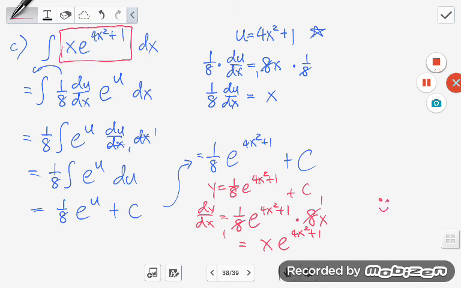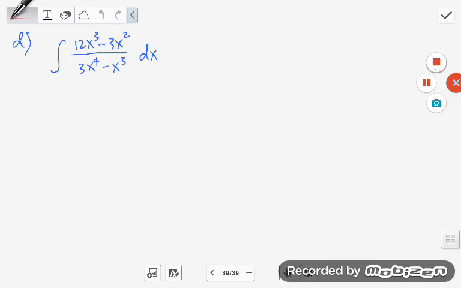My answer is good. All right, last example. Look at this. This is so chunky, right? But don't be afraid. All we have to do is just observe carefully and find which one is going to be my u. In this case, I'm going to look at the bottom or the top. Which one do you think is my u? I hope your answer is the bottom, right?